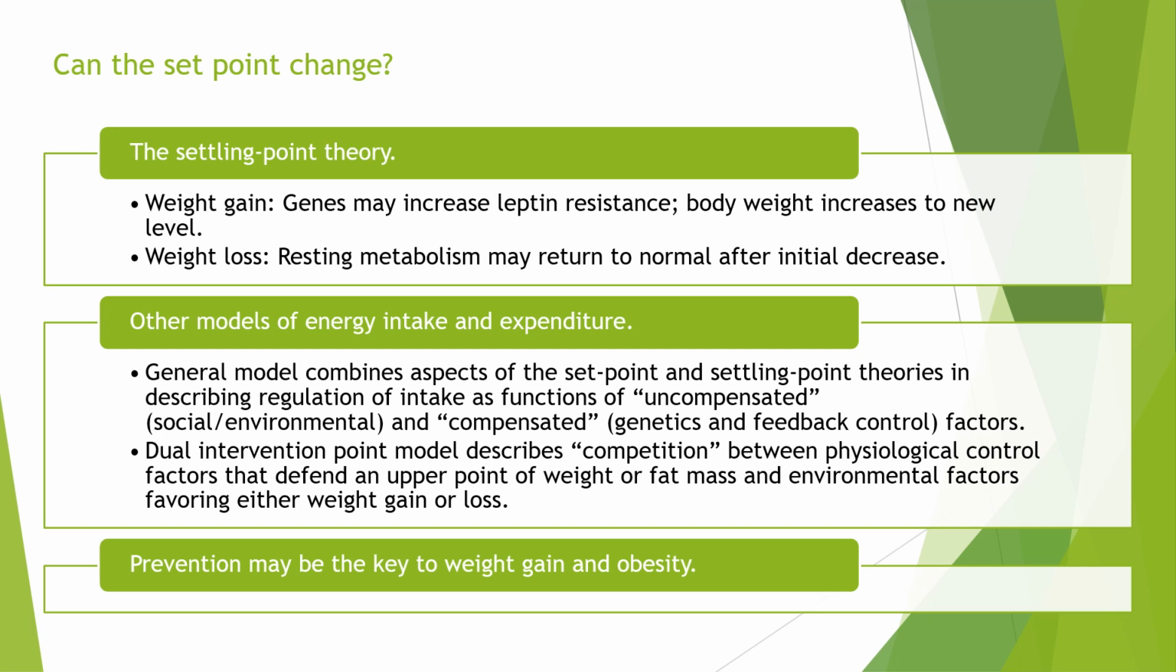The general model looks at uncompensated factors, such as social and environmental influences, and diet and physical activity, which are not regulated by the body's internal mechanisms. There are also compensated factors, the genetic and feedback control mechanisms that regulate energy intake and expenditure to maintain body weight. And then there's a dual intervention point model.